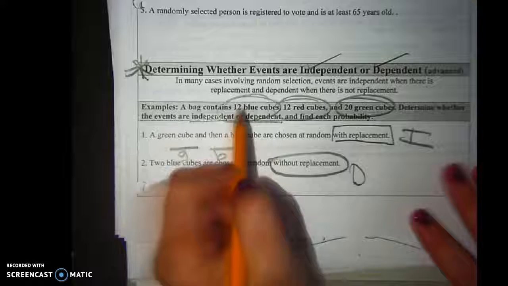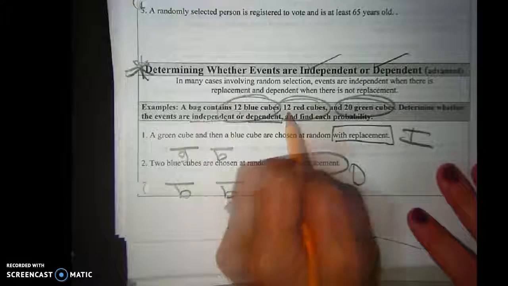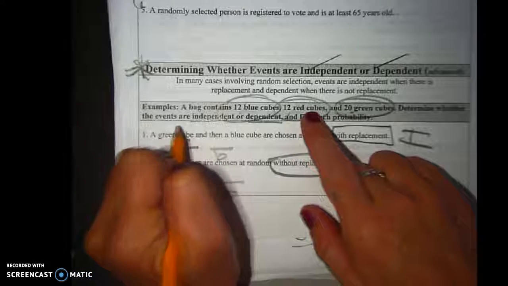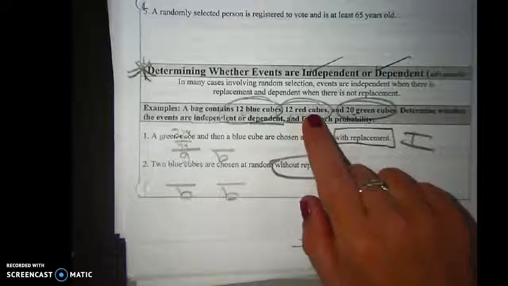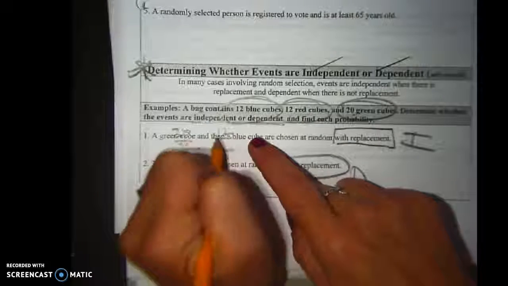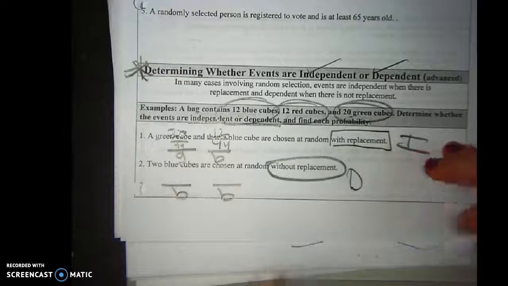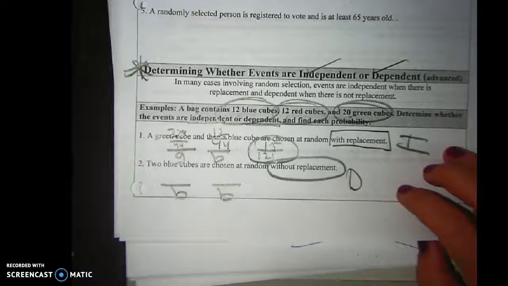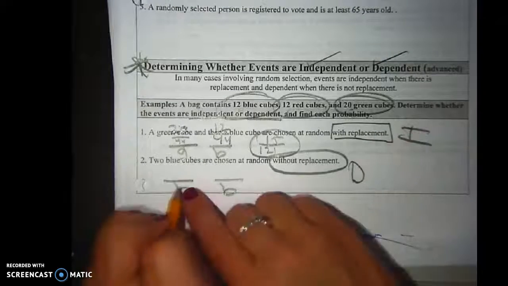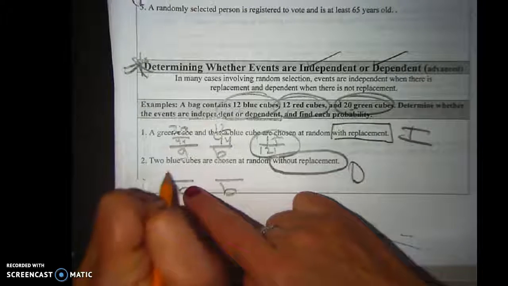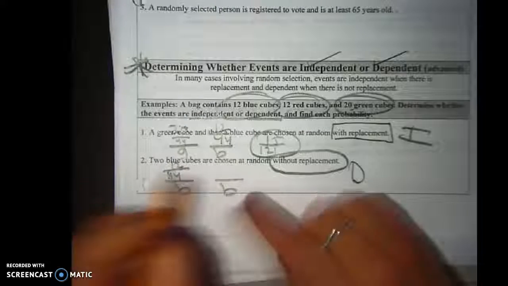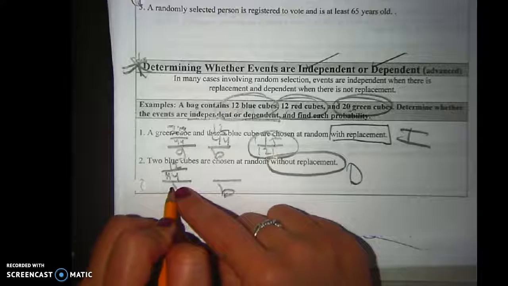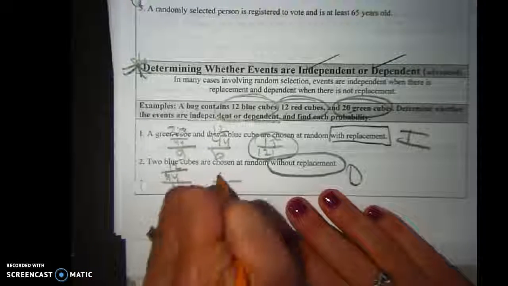First thing I need to do is figure out how many cubes do I have: 12, 12, 24. I have 44. How many of them could be green? 20 of them could be green. How many of them are blue? 12 out of 44. I multiply that, get a super big number, simplify it, and get 15/121. Okay? Now here's the difference. This one, I've got 12 blues out of 44, but remember, this second guy is now dependent on this guy. So I don't have 44 anymore. I have 43.